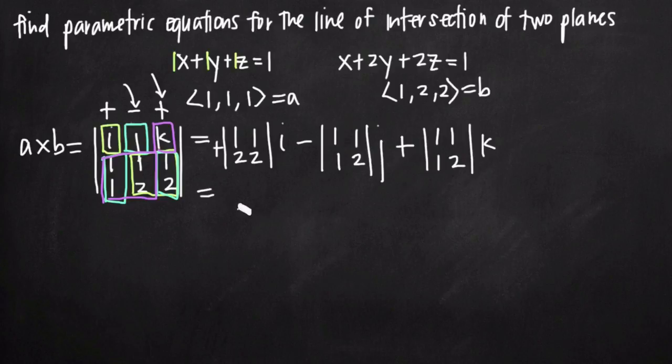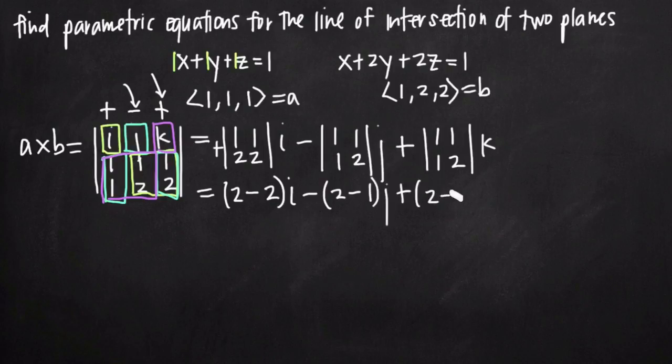Now all we need to do to simplify this, when we have a 2x2 matrix, we multiply the upper left-hand corner by the lower right-hand corner, so 1 times 2 here is 2. And then we subtract the product of the lower left-hand corner and the upper right, so 2 times 1 is 2, so we've got 2 minus 2 times I. Now here for J, we do the same thing. 1 times 2 is 2, minus 1 times 1 is 1, multiplied by J. And then for K, we've got 1 times 2, which is 2, minus 1 times 1, which is 1, multiplied by K. When we simplify, you can see 2 minus 2 will get 0, so we're going to get 0I. For J, we've got 2 minus 1, which is 1.